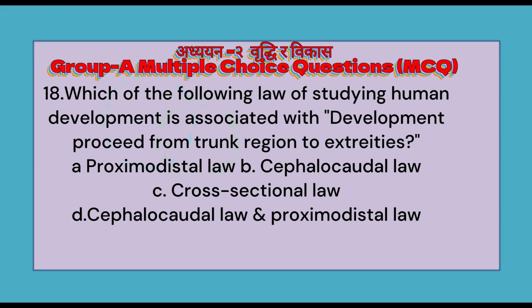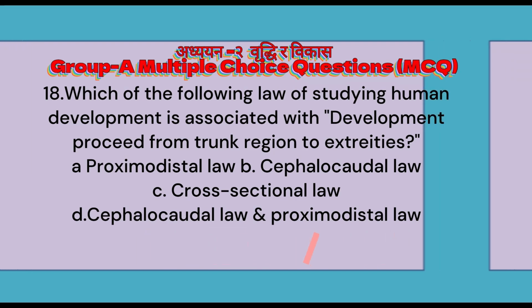18. Which law of human development is associated with development proceeding from the trunk region to the extremities? A. Proximodistal law. B. Cephalocaudal law. C. Cross-sectional law. D. Cephalocaudal law and proximodistal law. Correct answer: A. Proximodistal law.